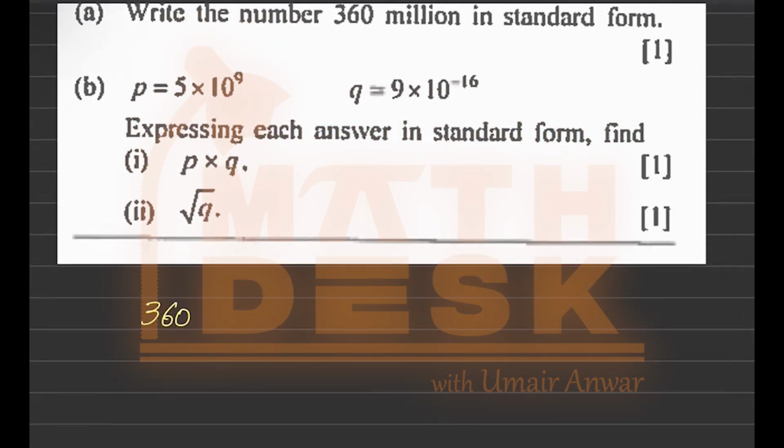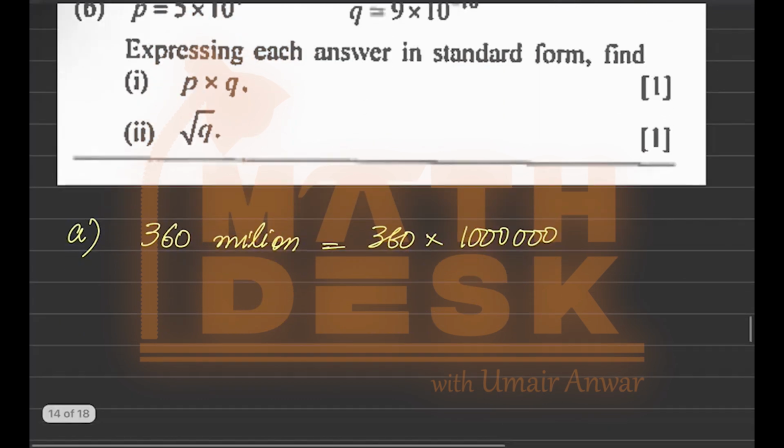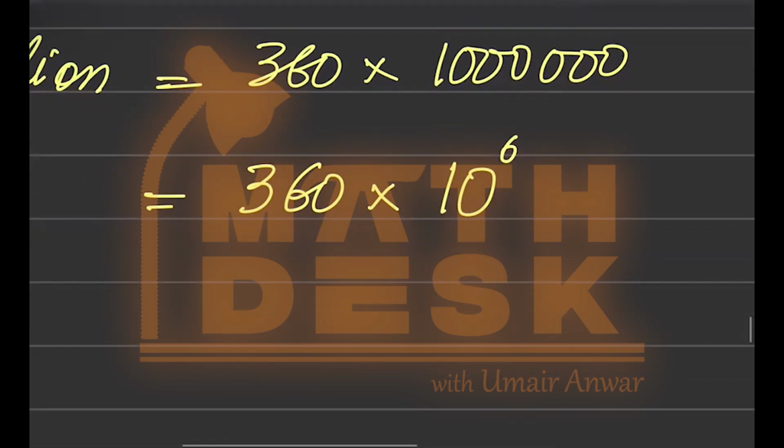360 million. Million means we have 360 multiplied by 10,100,000. 10,100,000 means we have 10 raised to 6. And now if we need to convert this number into standard form, the decimal at the moment is over here.